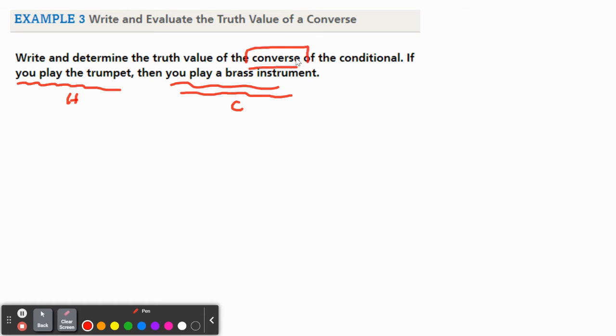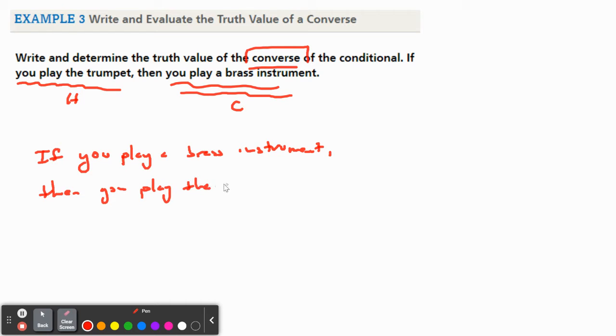We need to write the converse, which is where you switch that. So we're going to say, if we read the conclusion first, you play a brass instrument, then you play the trumpet. Okay, so the question is, is this converse true? Right? So this is our converse.